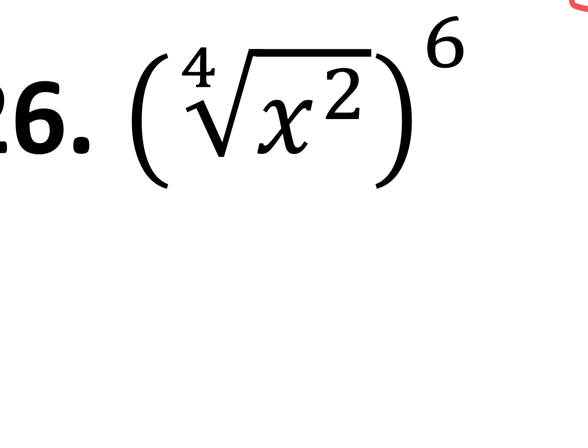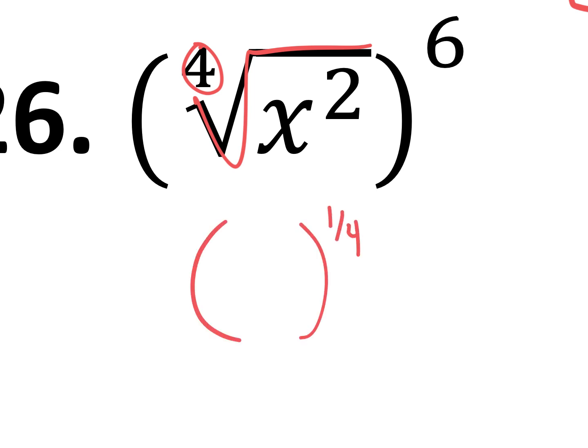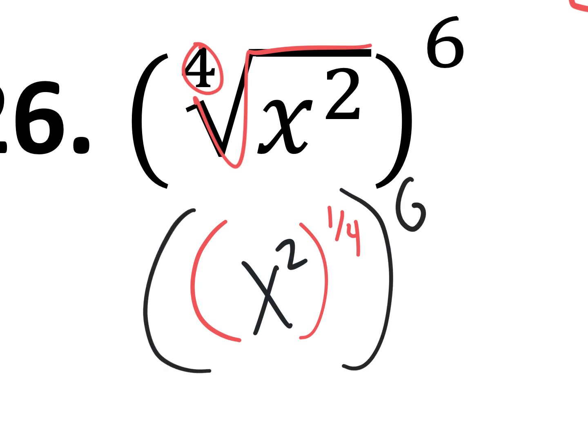Okay, what do you guys know about the 4th root? The 4th root is? Power of 1/4. So what do we have on the inside? We have x squared. And what do we have on the outside? A big parenthesis and a big 6.